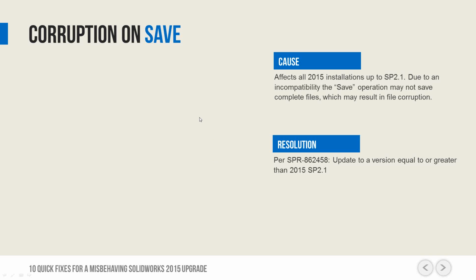But the corruption on save issue can actually be kind of various, but the effect is basically that whenever you perform a save operation in SolidWorks 2015 installations up to SP 2.1, the operation may not actually save a complete file. So it kind of stops saving at a certain point, and that may result in some file corruption. When you try to open that file, SolidWorks will give you an error window, and it says that it's invalid or something along those lines.